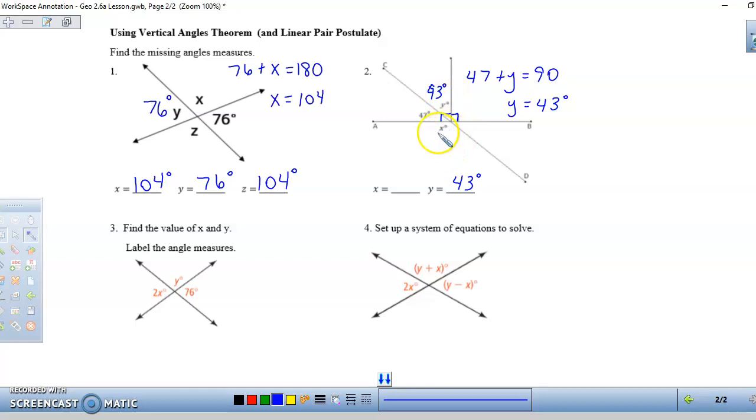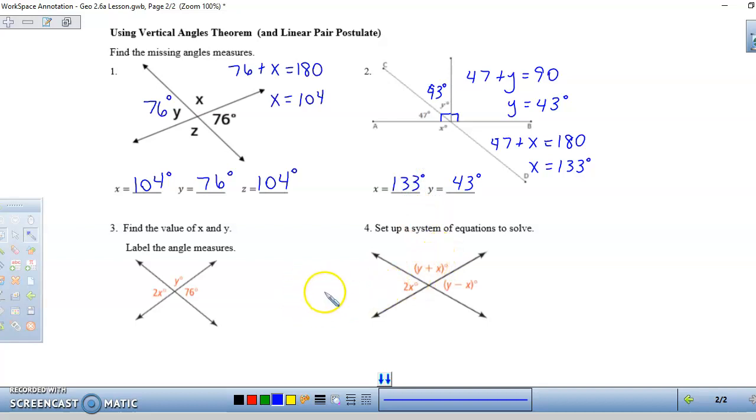All right, and then to figure out x, we have a linear pair. So 47 and x. So 47 plus x are a linear pair, and therefore add up to 180. So therefore x is equal to, you do 180 minus the 47, so 133 degrees. Again, you can use a calculator to help you.